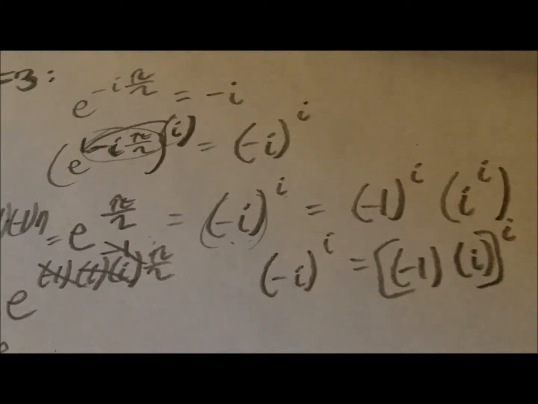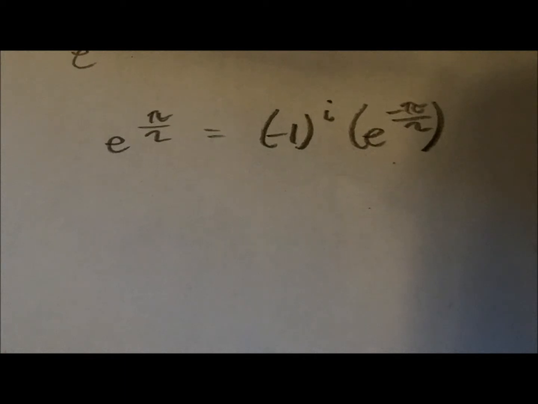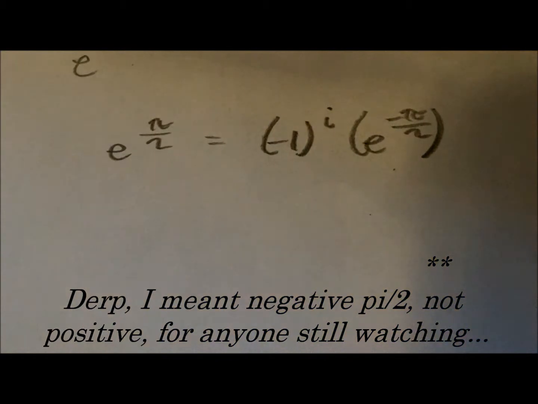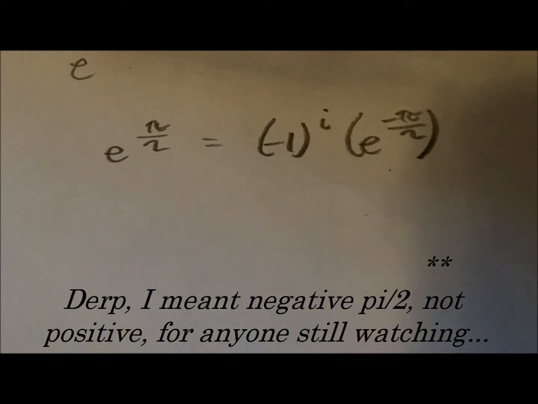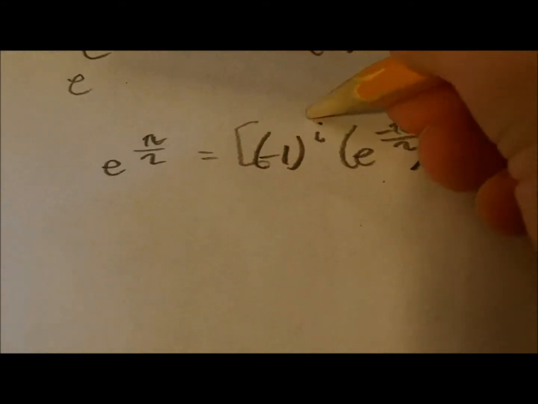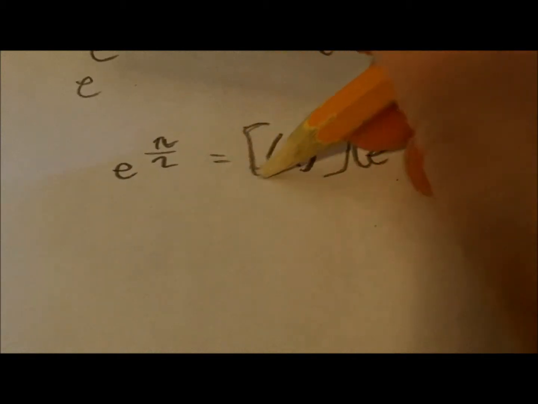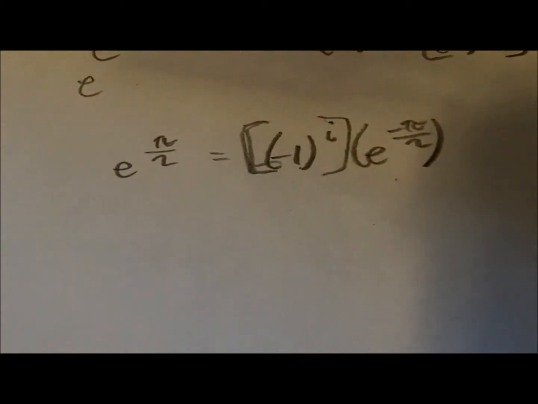So, looking at this equation as a whole, we can substitute e to the negative pi over 2 for i to the i. And then what we get is this right here: e to the pi over 2 is equal to this quantity, negative 1 to the i, times e to the positive pi over 2. Now this is extremely interesting. This is astounding. Because basically, what this means is we can solve for this one quantity, which I highlight over here, the quantity negative 1 to the i.